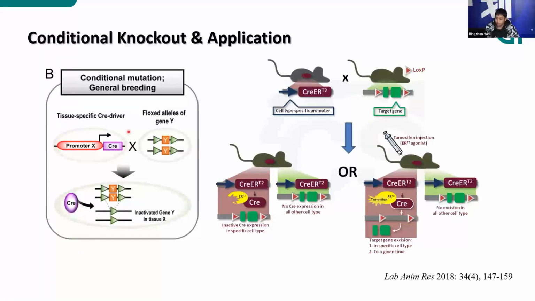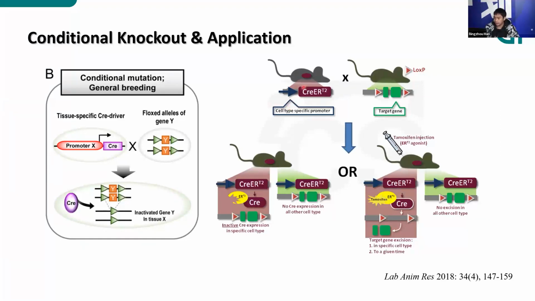So here's a brief figure interpreting the principle of conditional knockout by a tissue-specific Cre driver crossing with a homozygous mouse containing the flox allele of this gene. And then after crossing these mice together, in the cells where the Cre is expressed in a tissue- or cell-specific manner, Cre will mediate the recombination of these LoxP sites, generating a homozygous inactivated gene in this tissue or certain cells to generate a tissue-specific knockout.